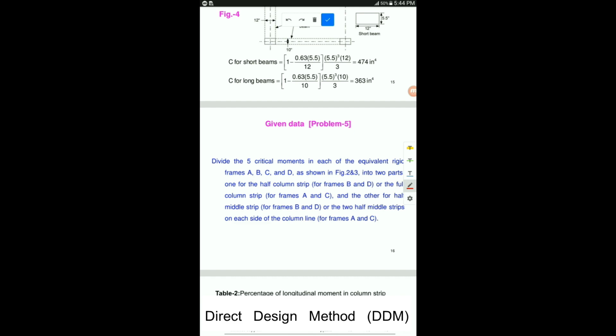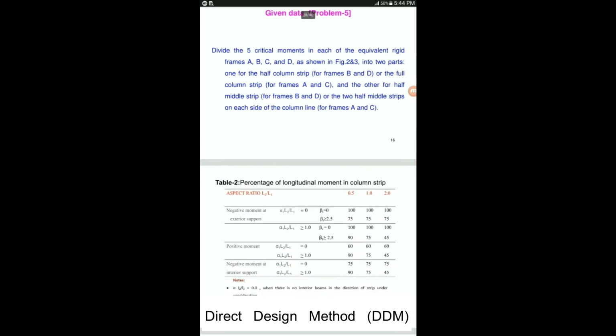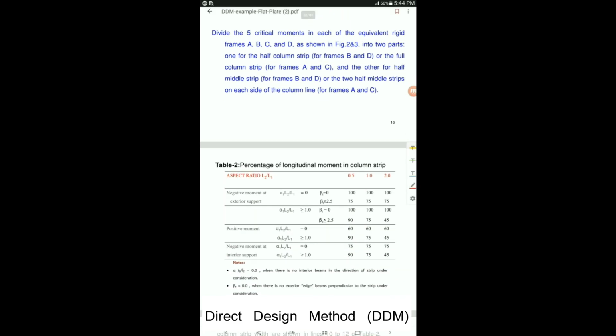As you remember, for doing this transverse distribution we have to consider a table that will tell us the percentage of longitudinal moment that is going to a column strip. So we're going to use this table. We already have discussed, this is for location 1, the positive location, this is for location 2 and location 5, and this is for location 3 and location 4.